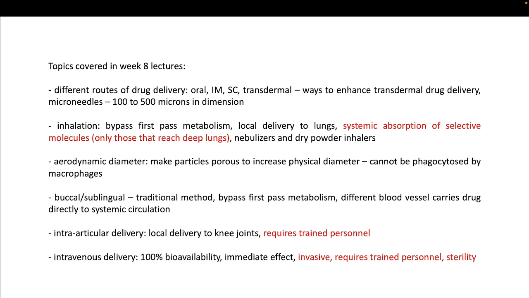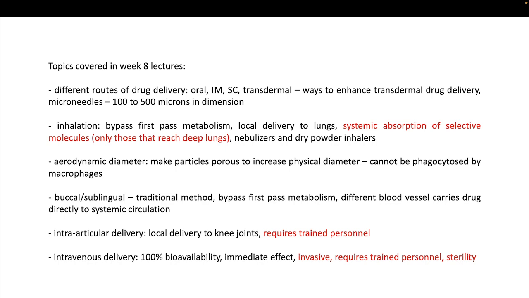Several other routes of delivery were discussed, such as buccal or sublingual. This has been a very traditional method. I don't think it's very widely used right now, but this is one of the routes available, where you take a tablet and you place it just below your tongue. Even though this might seem like an oral route, it actually bypasses the first pass metabolism, because there is a different blood vessel that carries the drug that is absorbed from the buccal cavity directly to the blood, and then it can be absorbed for systemic circulation.